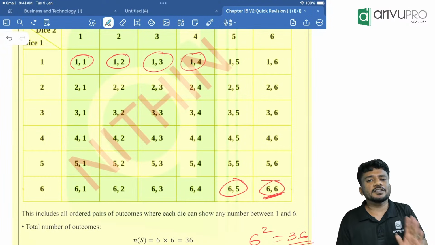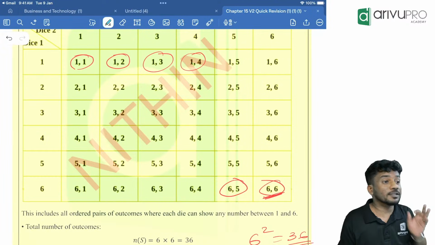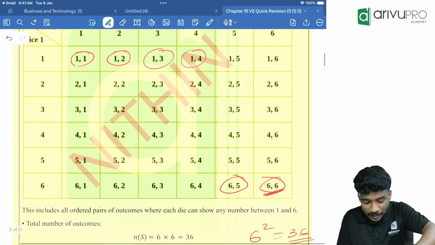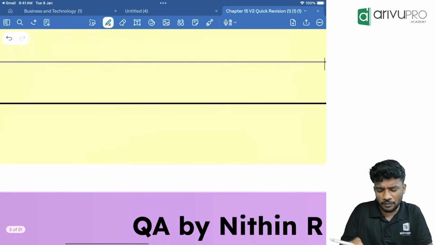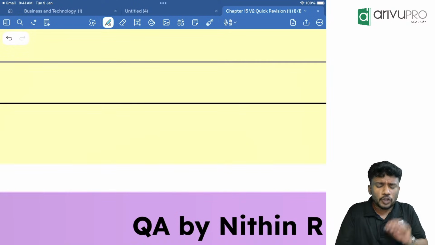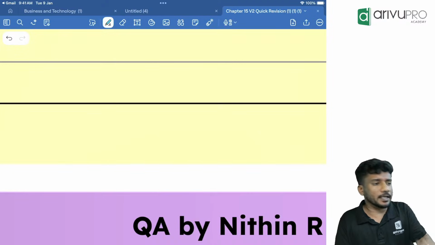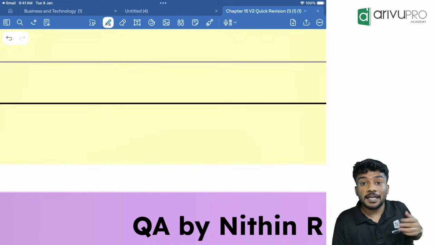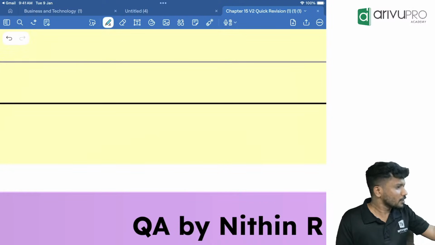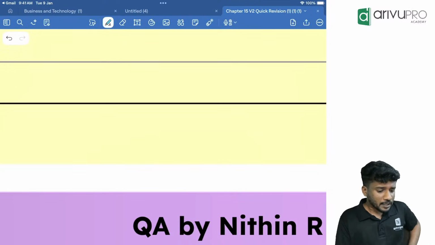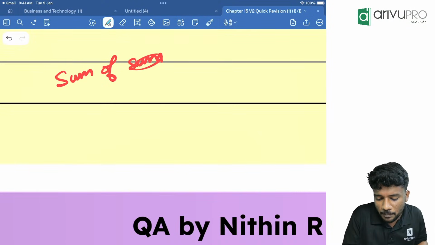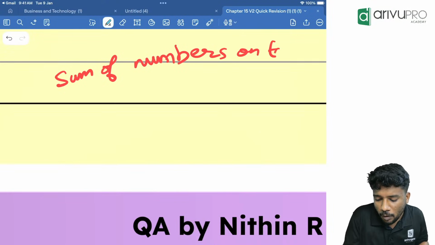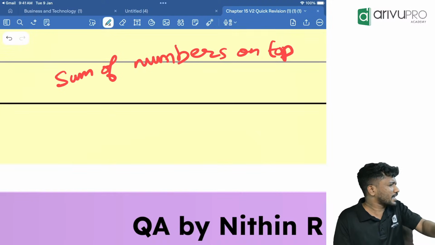Now, if you know this much, well and good. But most of the questions will be in another pattern. That is with respect to the sum of numbers on top of a die. For example, the question will be like this. When I toss a die 2 times, or they will ask it like this: if 2 people are tossing 2 dice, then the sum of numbers on top is how much, and questions will be based on that.